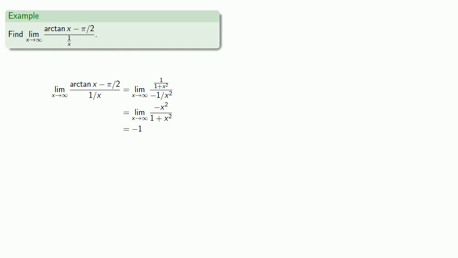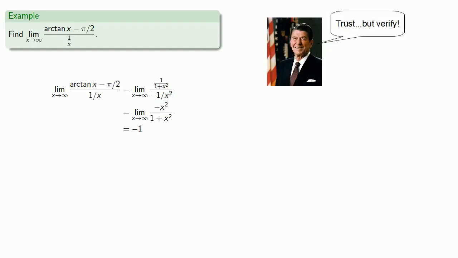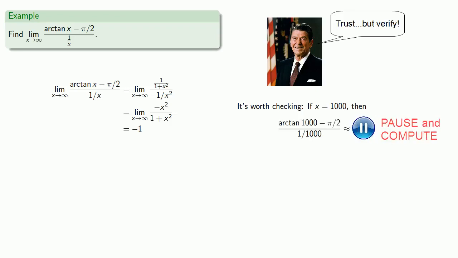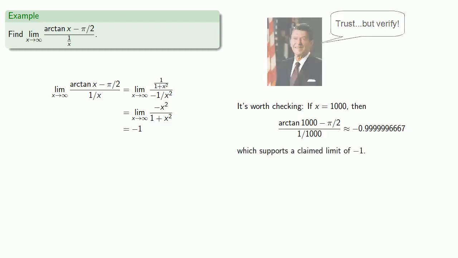And there's enough work here and enough places where things could go wrong that it's probably worth trying to verify our results. Remember that this notion of a limit as x goes to infinity is really asking what's happening to our expression for very large values of x. And so we can try this out. If x is 1,000, we find, and this value is very close to -1, and so it supports our claimed limit of -1.